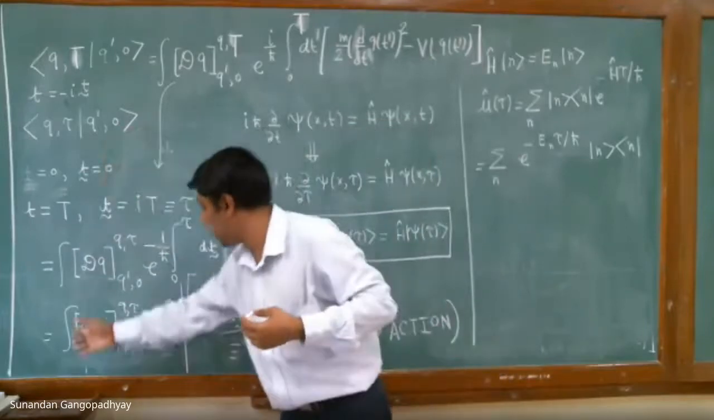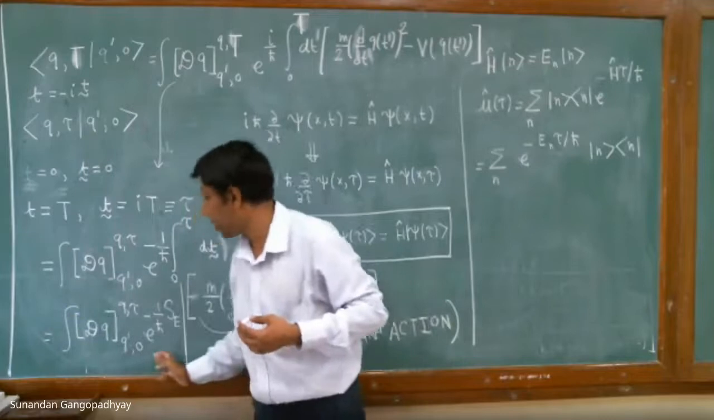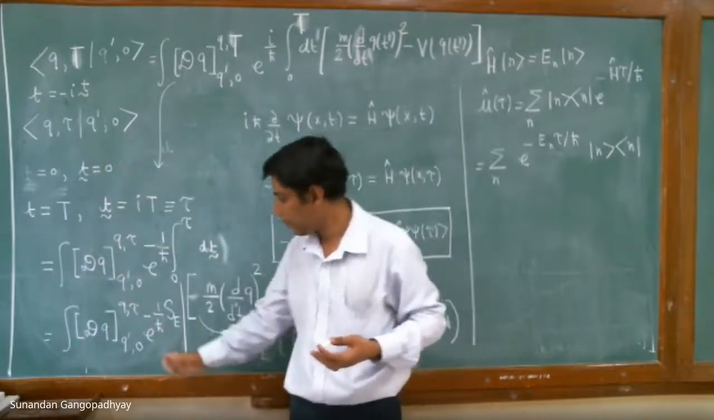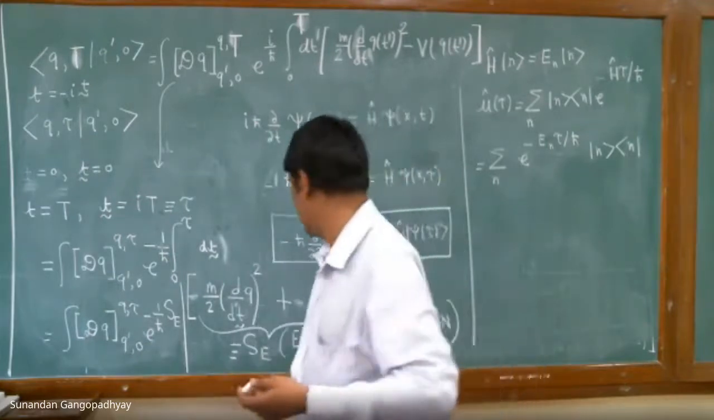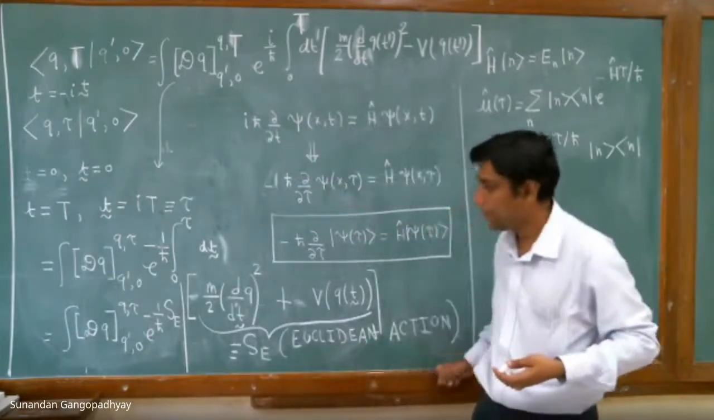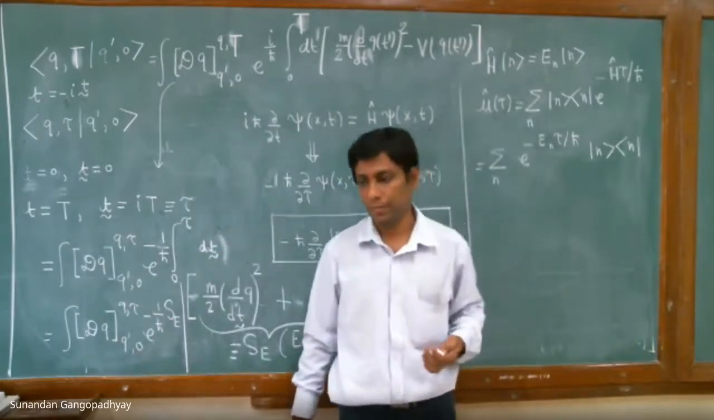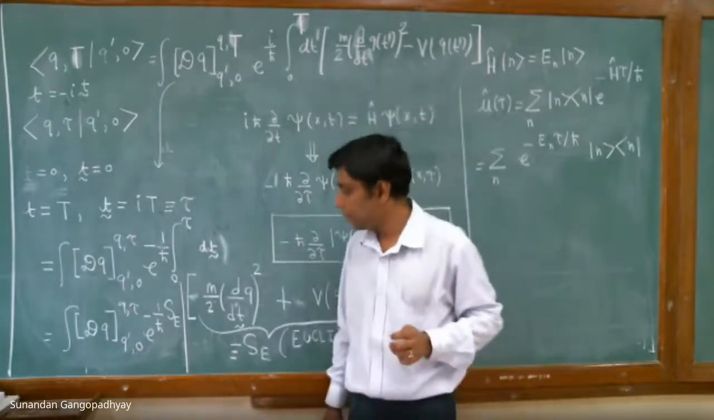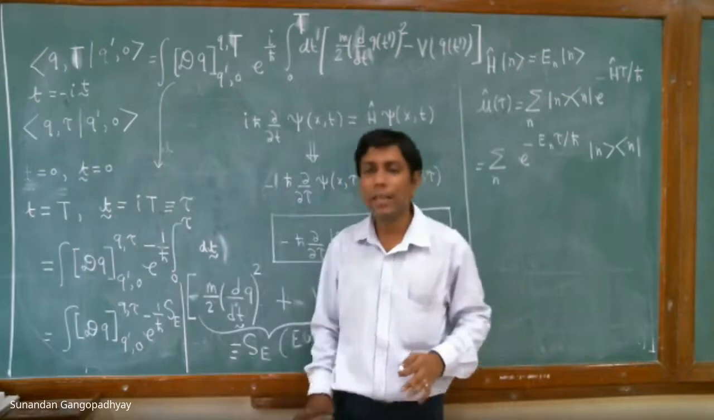And the path integral expression for this propagator in the imaginary time formalism is said to be the Euclidean path integral. So this is the Euclidean action and this is the Euclidean path integral. Okay, this is a very important thing, and you can see the important thing about this analytic continuation.